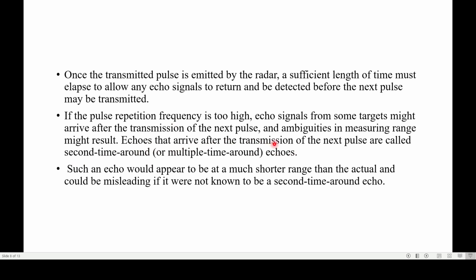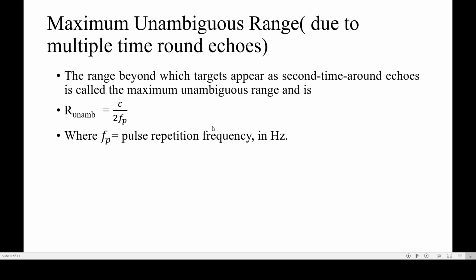Echoes that arrive after transmission of the next pulse are called second time around echoes. Such an echo would appear to be at a much shorter range than the actual one, and could be misleading if it were not known to be a second time around echo. So this is the equation for the second time around echo: c divided by 2 fp, where fp is the pulse repetition frequency in hertz.